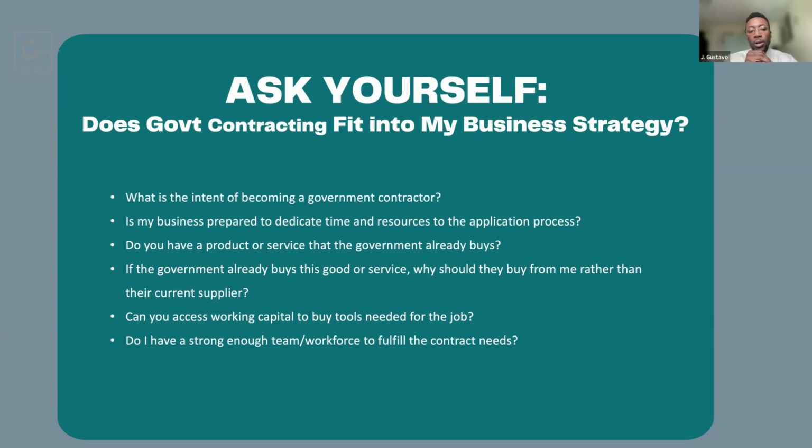Continuing down the line, can you access the working capital to buy the tools that you need for the job? Meaning, do you have a line of funding that is available to you that is easily accessible in case you need to tap into that financial resource to help you either start the job or finish the job, right? So you want to make sure that you take these key points into consideration, because there are a lot of things that will happen during the process, and you will not have much control over what some of these things are. So you want to make sure that you're prepared, better yet, financially prepared to address these issues as they occur.